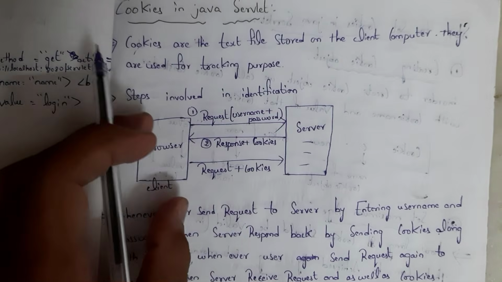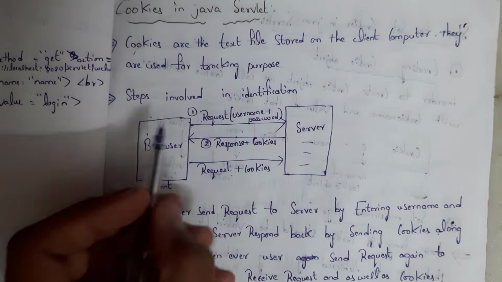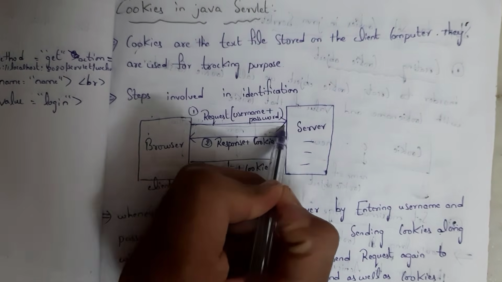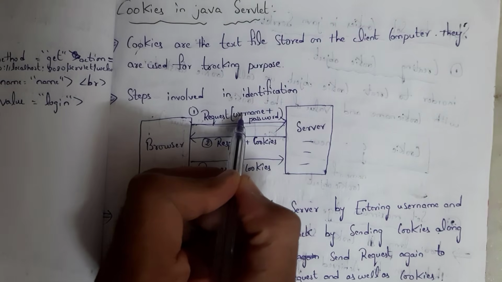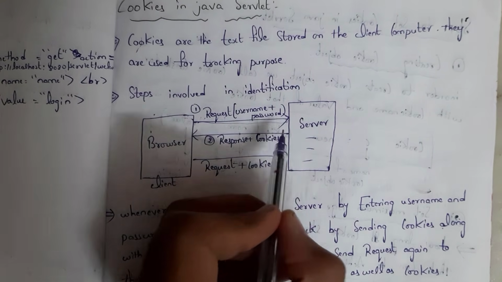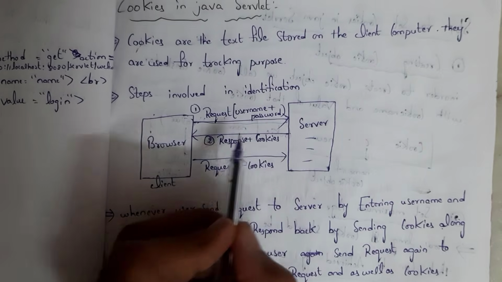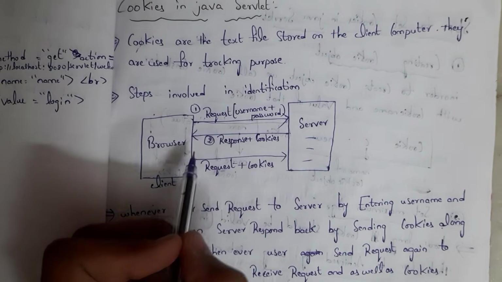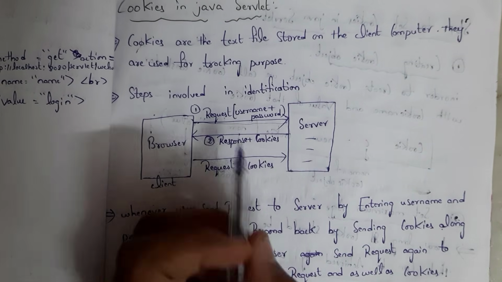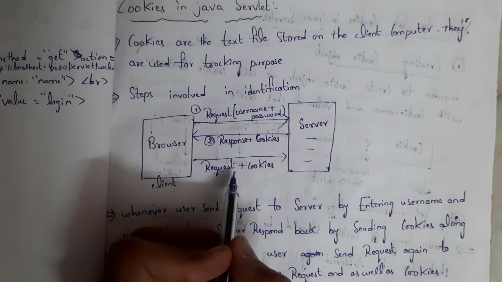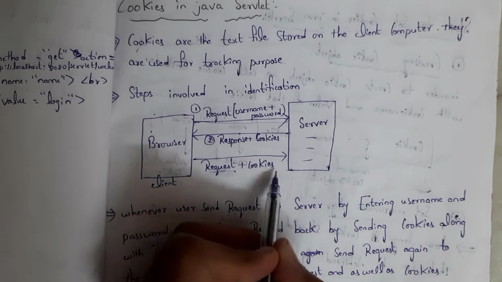This is the structure of cookies. There is one browser and one server. Whenever the user sends a request, that is, entering username and password, then the server will provide a response as well as cookies. Next time the user need not enter username and password again. You just need to send the request as well as the cookies.